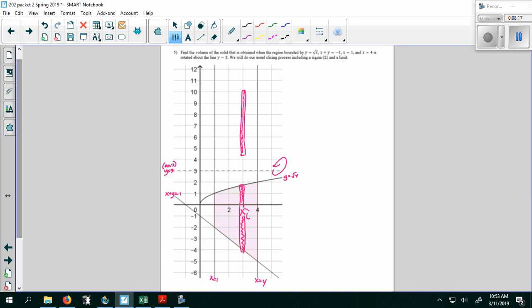So I'm going to draw a picture of what's going to form. What shape is going to form when I do this rotation? A washer. Yeah, so I'm going to draw a picture of this washer. Okay. So I need to find the volume of this washer.